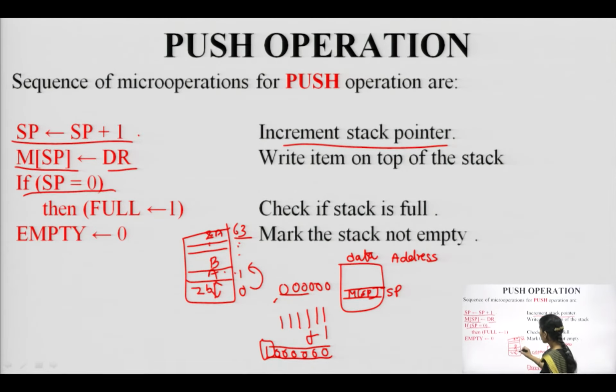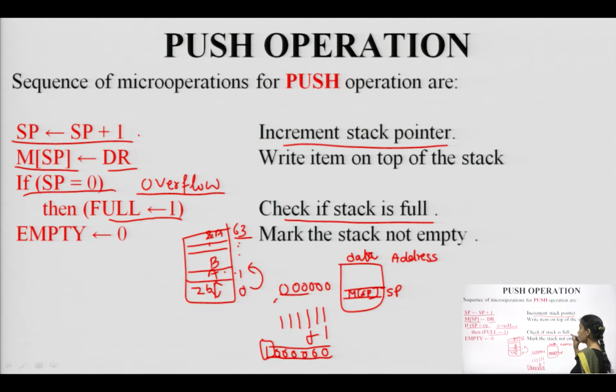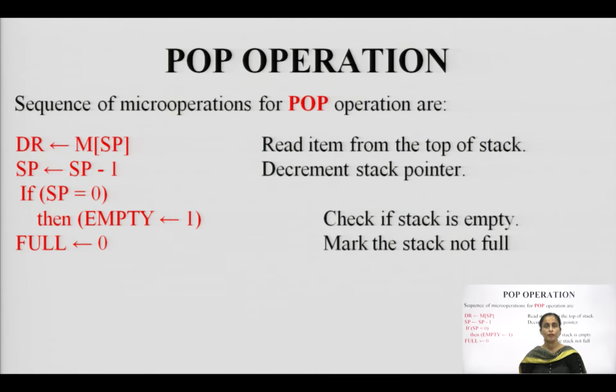After this, my stack is full. So, here I am checking the overflow condition. If my SP reaches 0, then I will set FULL as 1, that will say I am checking the stack is full, and then it will mark the status that it is not empty, and no more push operations can take place. Then, moving on to the pop operation, the sequence of micro operations are as follows.